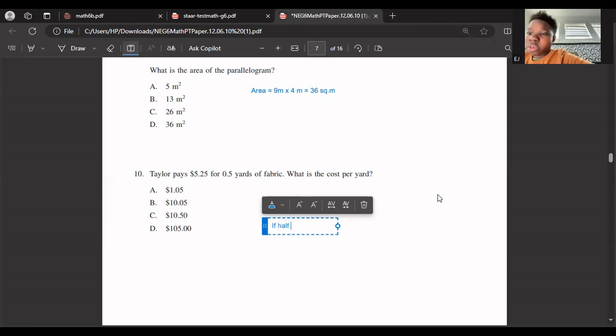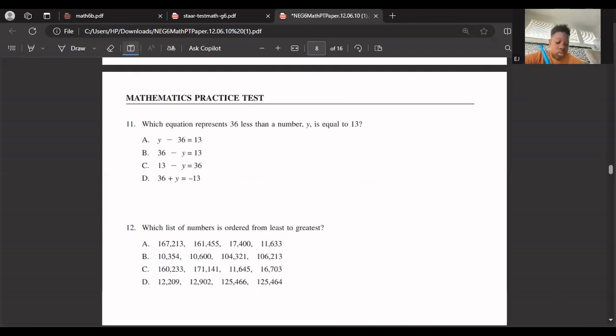What's the cost per yard? For a full yard, it'll become 10.5. Beautiful. It's got to be C. All right, over to you. The next question.